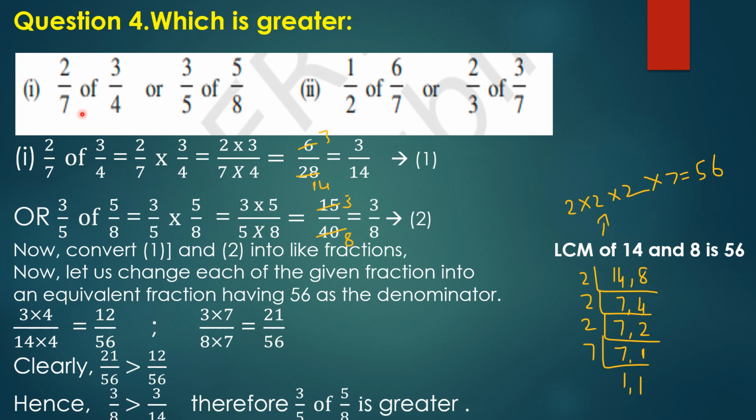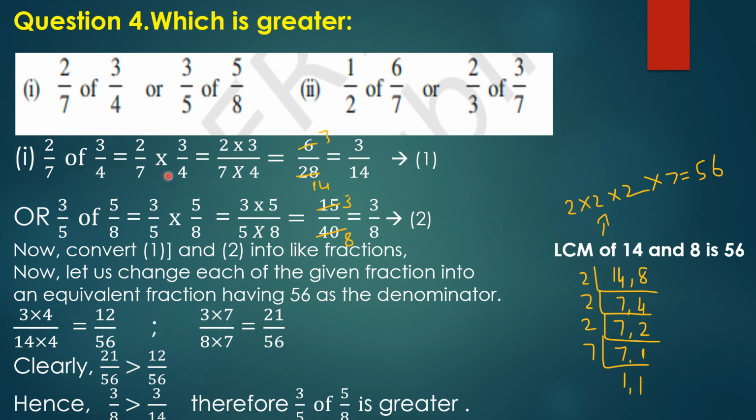Now consider the first one, 2 by 7 of 3 by 4, which is equal to 2 by 7 of, which is nothing but multiplication. So this we already know. Under the multiplication of the fractions, we have studied the meaning of the word of.